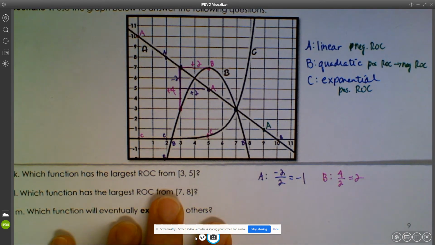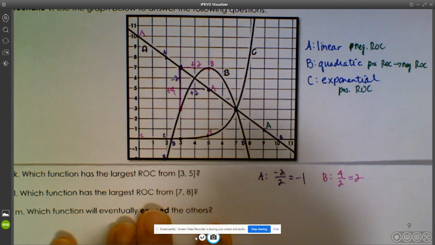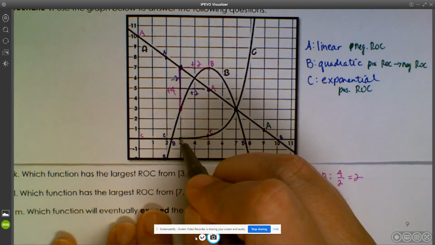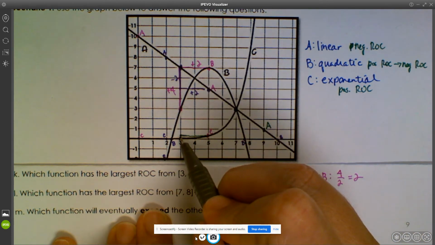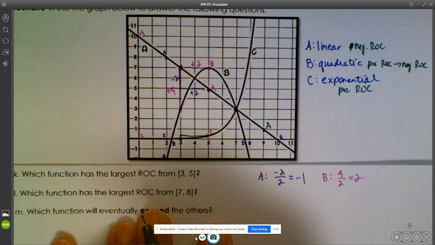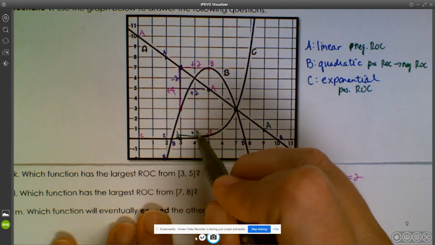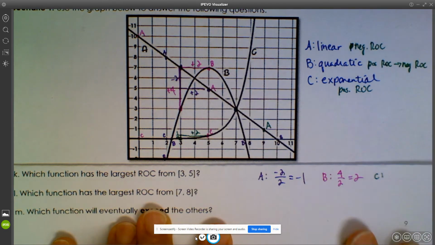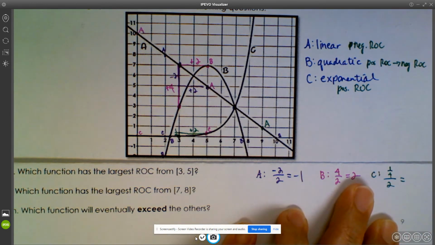And now let's look at function C from x equals 3 to x equals 5. Well, x equals 3 is here. We're going to go up just a smidge to where x equals 5 is here. So this is not quite half, maybe half of a half. We'll say 1/4, but then we go to the right 2. So function C has a rate of change of 1/4 divided by 2. Well, 1/2 of 1/4 is 1/8.